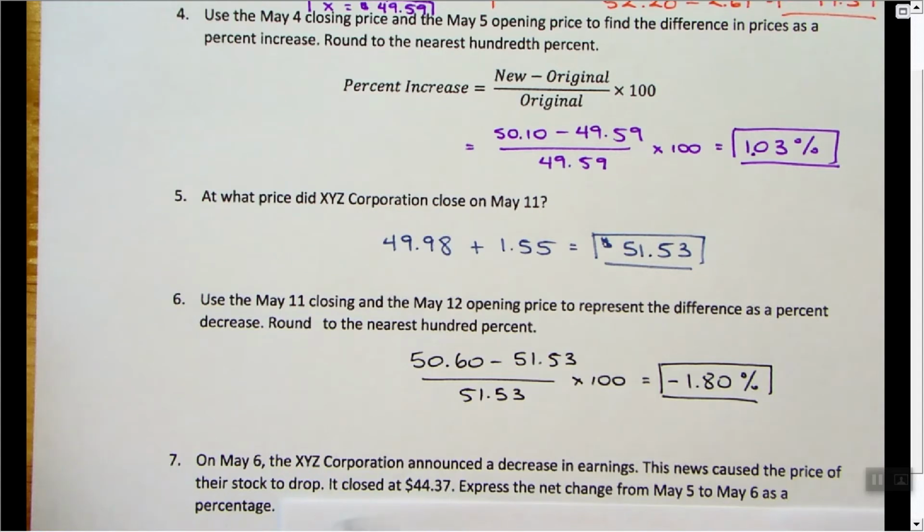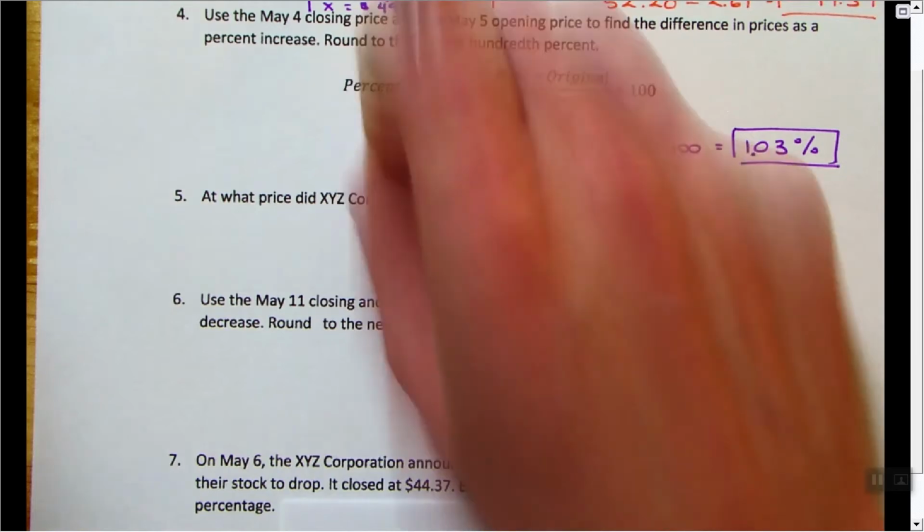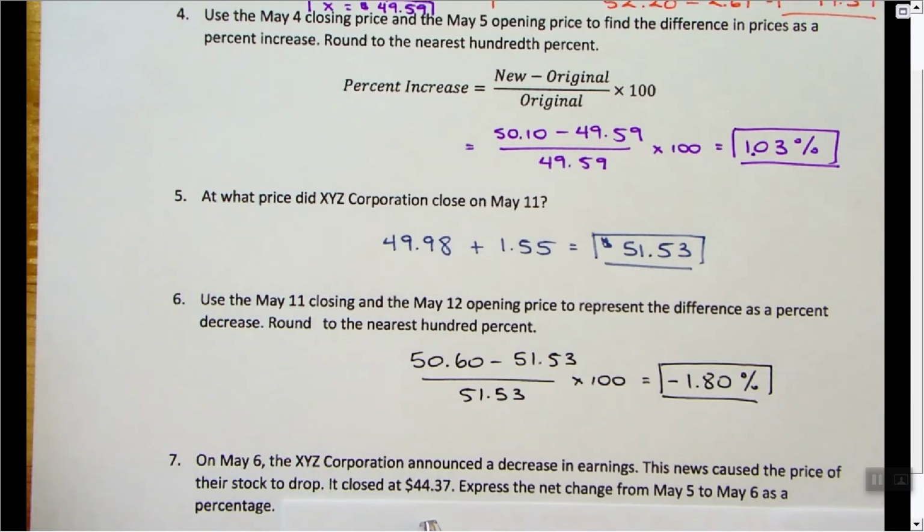Okay, because of this news of a potential price drop, it dropped. It closed on the next day after May 5th, next day at 44.37. Okay, and we're to express this as a percent change from May 5th to May 6th as a percentage. So the closing price on May 5th to the closing price on May 6th.